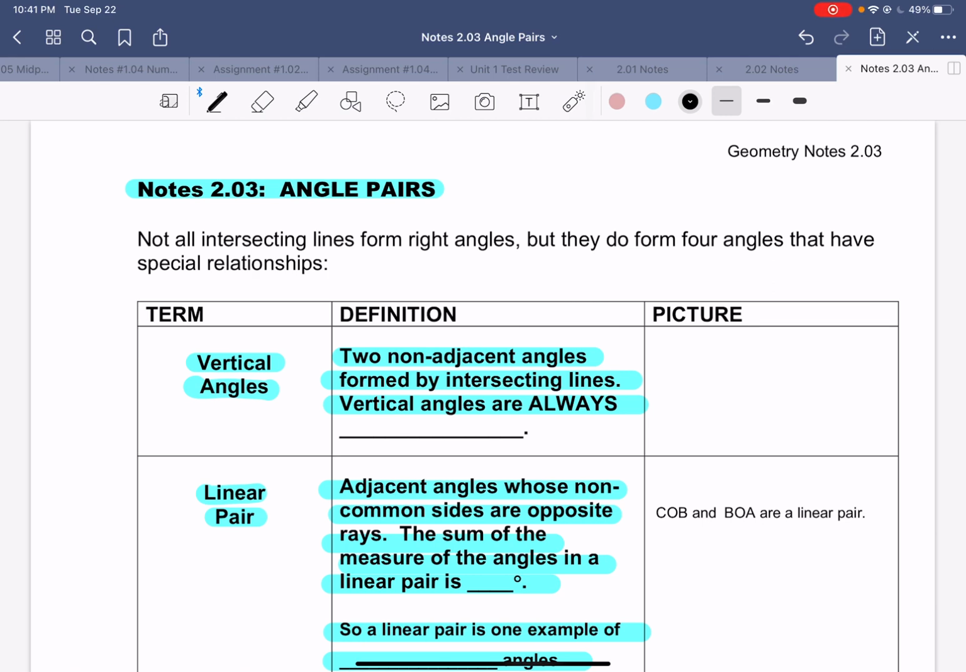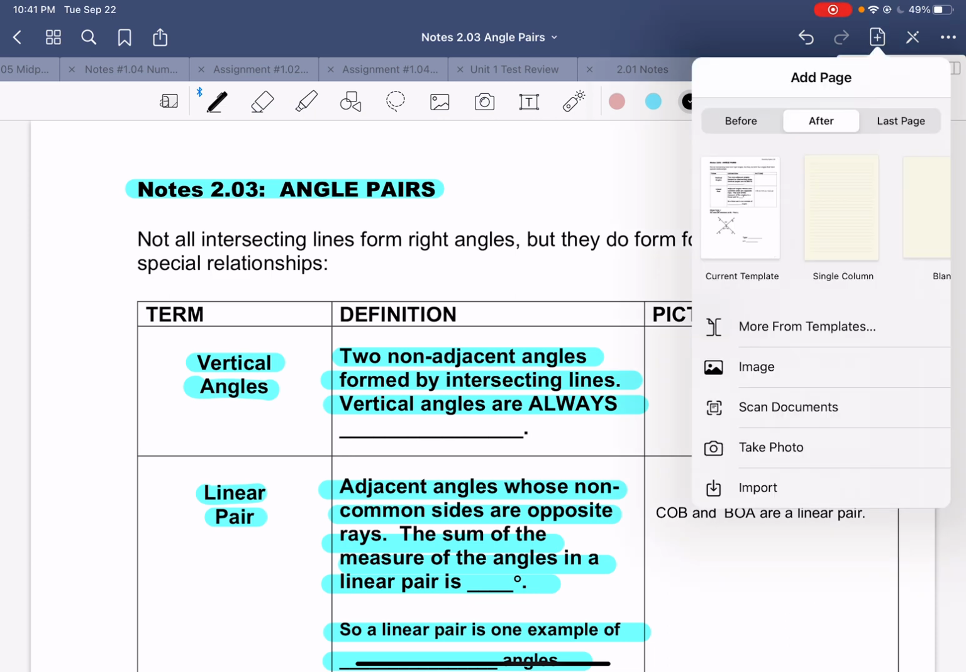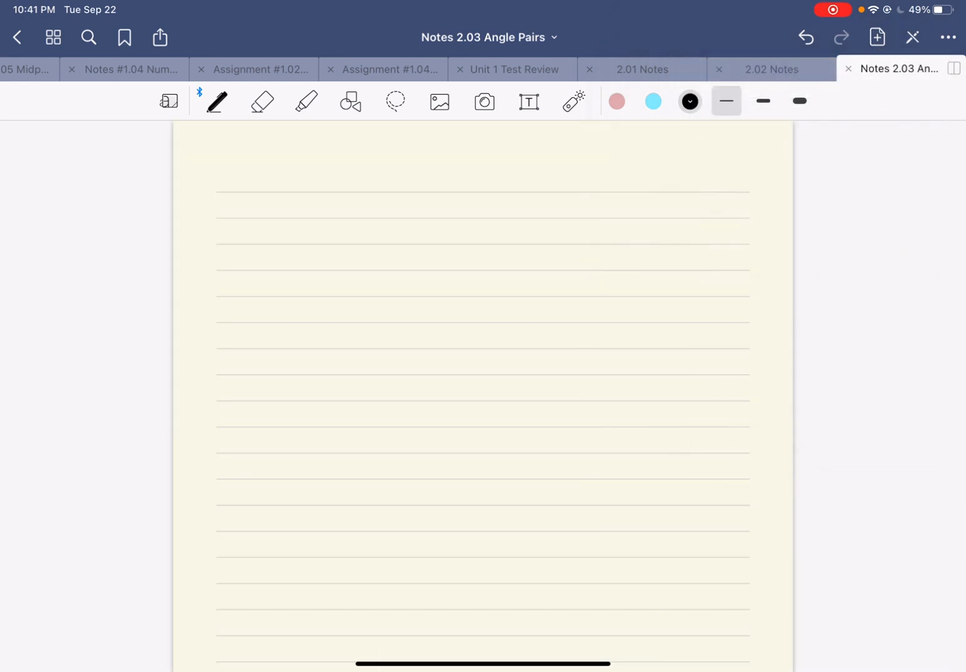Hello, hello, hello. All right, so we are going into notes 2.03, which is over two more angle pairs. The angle pairs we have talked about: complementary, which is two angles that add up to 90 degrees, and supplementary, which is two angles that add up to 180 degrees.